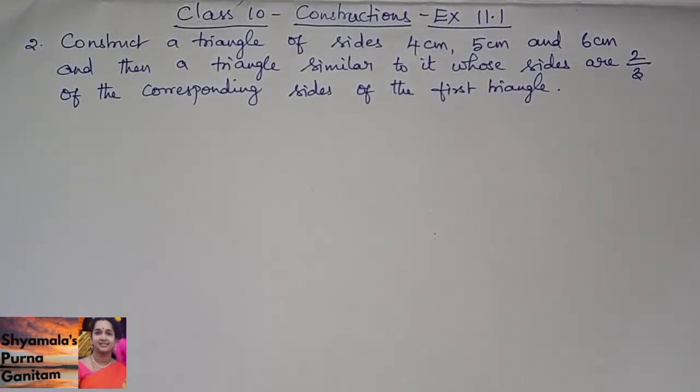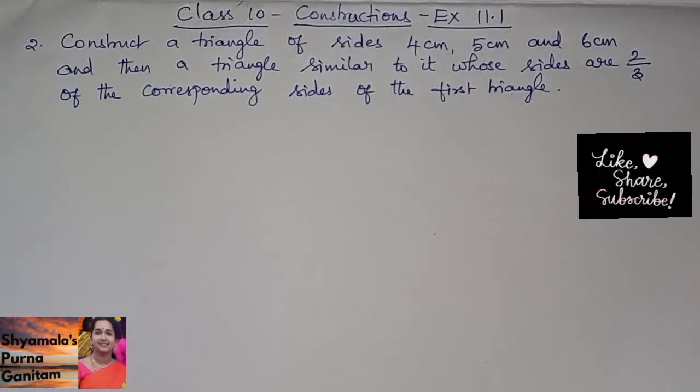Exercise 11.1 second sum. Construct a triangle of sides 4 cm, 5 cm and 6 cm and then a triangle similar to it whose sides are 2 by 3 of the corresponding sides of the first triangle. So we are asked to construct a similar triangle. Here this 2 by 3 is the ratio. We'll name this as the scale factor also.